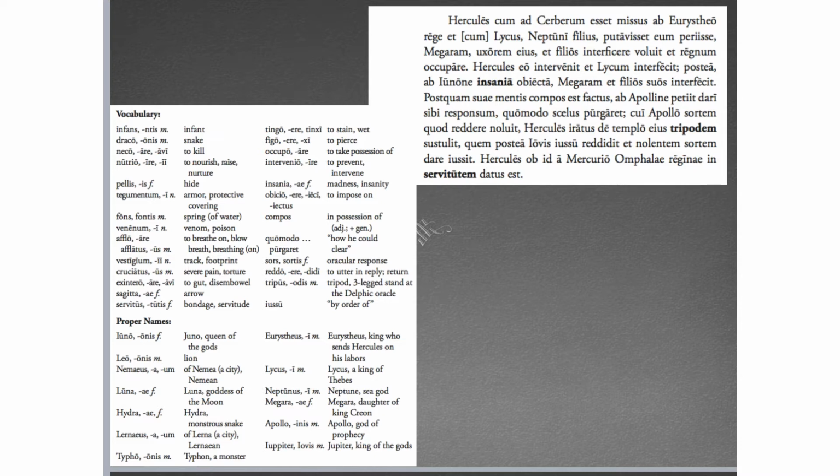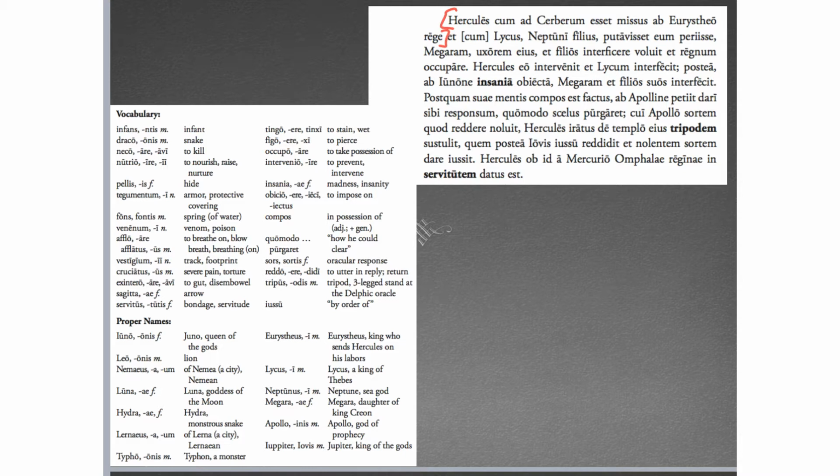Hercules cum ad Cerberum esset missus ab Eurystheo rege, et cum Lycus, Neptuni filius, putavisset eam periisse, Megaram uxorem eius et filios interficere voluit et regnum occupare. Whew, that's quite a sentence. So when you've got a sentence like this, best bet is to start making it a little smaller. So for instance, I can probably say that that is one separate clause and just deal with that before I move on to the next stuff.